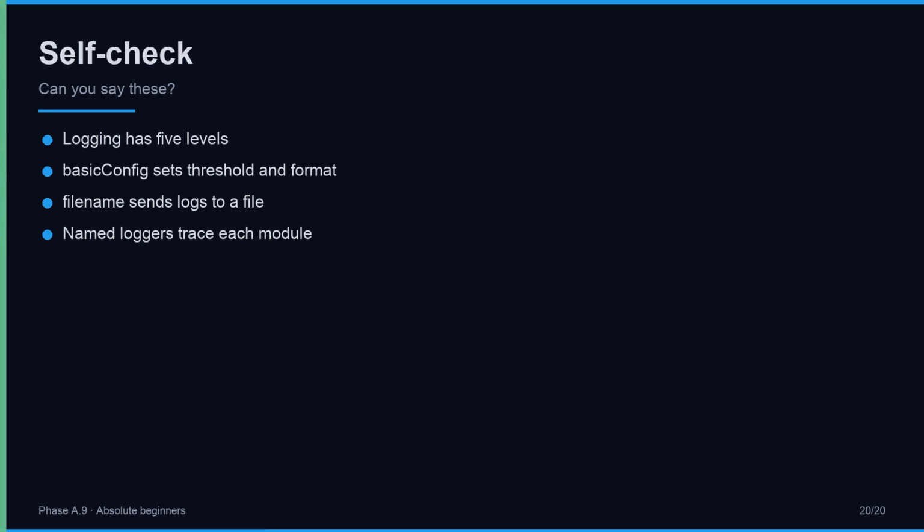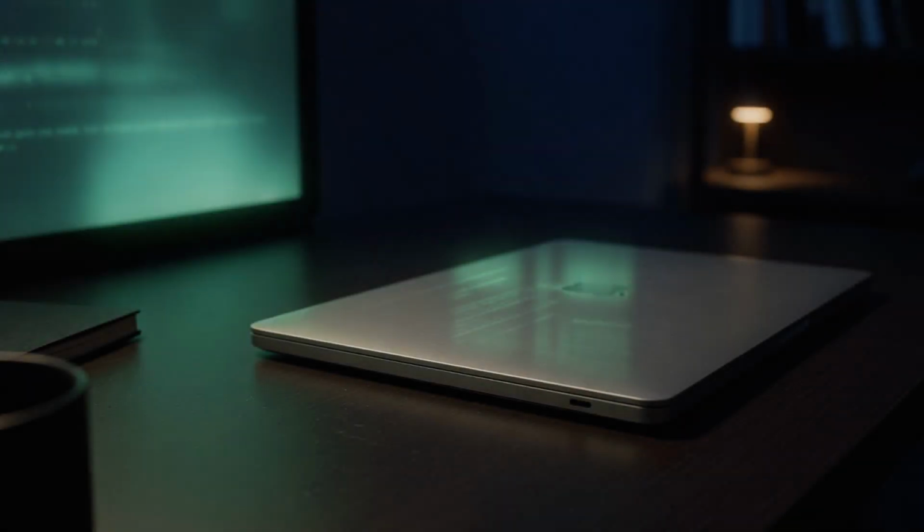Quick self-check. Can you name the 5 logging levels from lowest to highest? Can you write a basicConfig call that sets the level to debug and the format to include a timestamp? Can you switch log output from the console to a file by changing one argument? Can you explain why named loggers are more useful than the root logger? If any feels shaky, rewatch the matching part. Say each out loud.